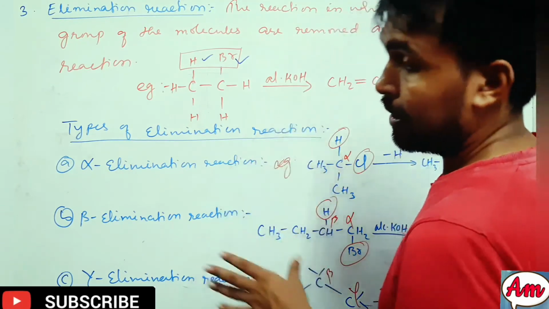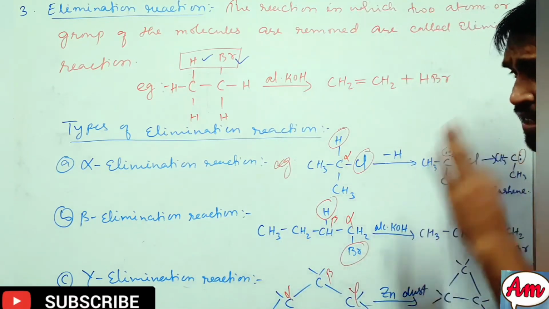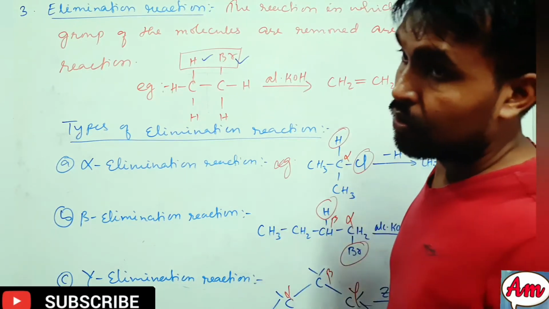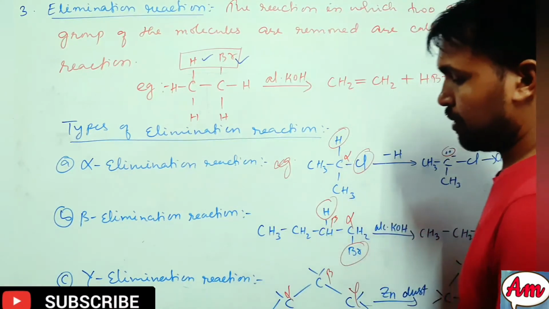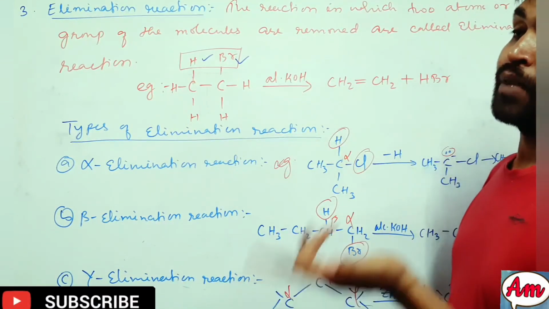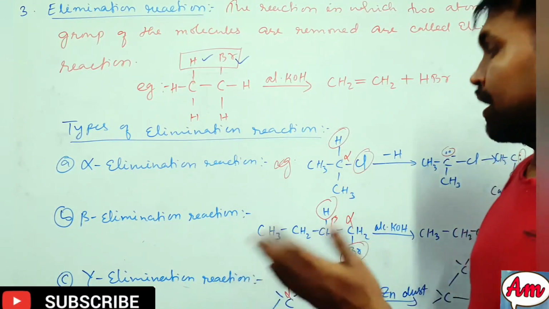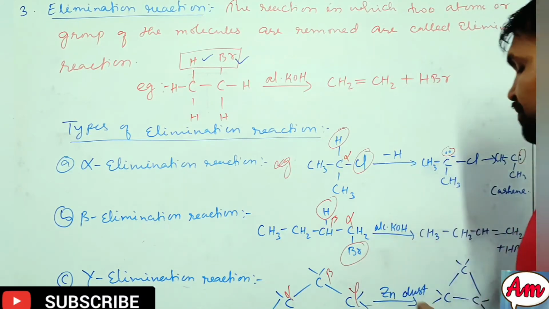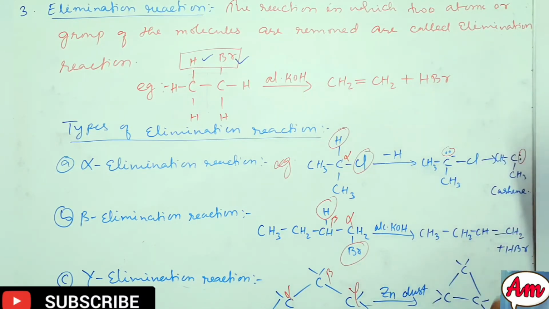gamma elimination reactions. In gamma there is no loss of hydrogen, there is only loss of halogens. Two halogens will be lost. From which position? From alpha as well as from the gamma position, halogens will be lost in the presence of, we need a catalyst to remove it. So in the presence of zinc dust, we will get this compound.